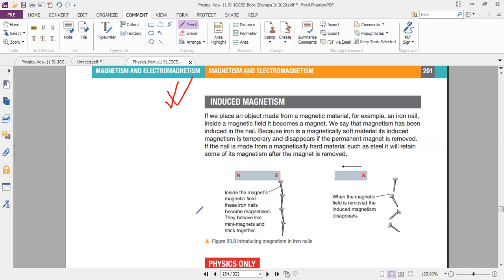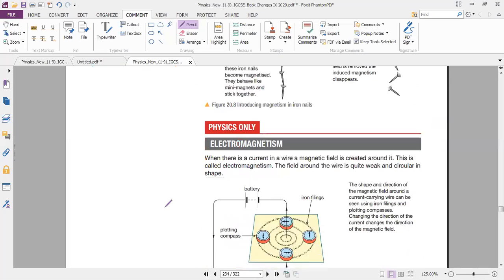Or we can say that magnetism induced into the material is called induced magnetism. There are actually two types of magnetic materials: soft magnetic materials and hard magnetic materials. Iron is a soft magnetic material because it loses the magnetism easily, and steel is a hard magnetic material because it keeps the magnetism for a long time. It keeps the magnetism for a while, and it's called hard magnetic material.